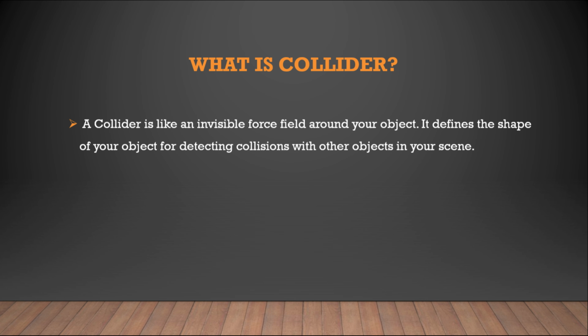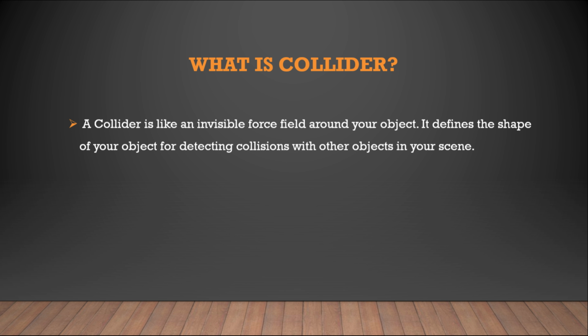Now, let's talk about the collider. A collider is like an invisible force field around your object. It defines the shape of your object for detecting collisions with other objects in your scene. While the rigid body makes your object move and react to forces, the collider is responsible for telling Unity when two objects are touching or hitting each other. Without a collider, objects would just pass through each other in the game, which would be pretty weird, right?